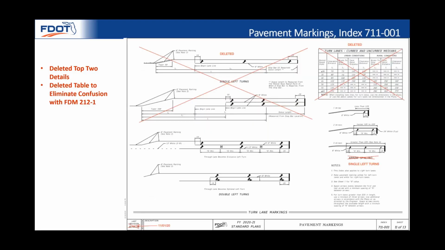Over the past couple of years, we've received questions asking the difference between the turn lane information provided in FDOT Design Manual 212-1 and the information you see here on sheet 11 of Index 711-001. The FDM is for design purposes, and therefore design speeds are listed. The standard plan indexes are intended for multiple users on the back end, like construction and maintenance, and therefore use posted speed and the corresponding L values for those speeds.